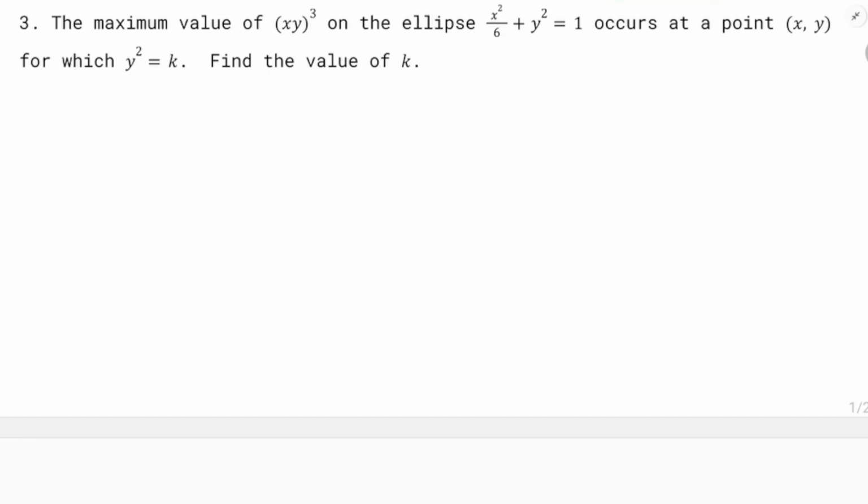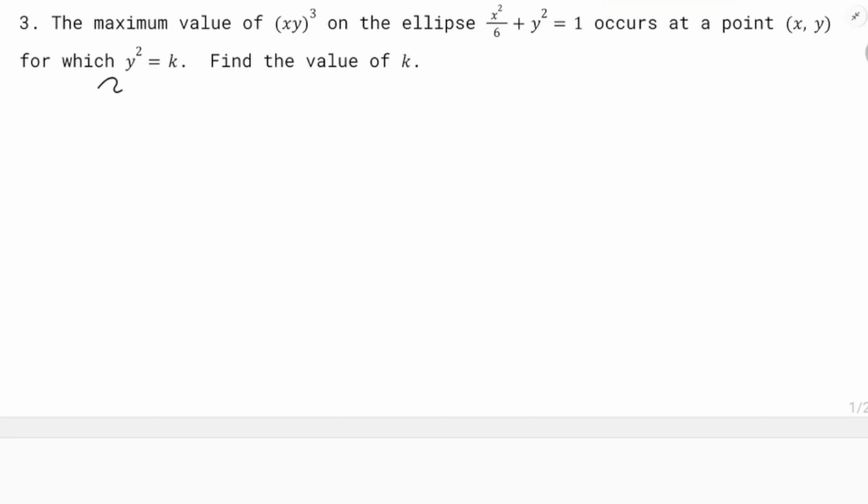Okay, now the last one: the maximum value of xy cubed on the ellipse x squared over 6 plus y squared equals 1 occurs at a point x, y, where y squared equals k. Find the value of k. Before we even get into this, we're just going to do the Lagrange multiplier method because it's constrained optimization. And this y squared is just going to fall out. We'll get to a point where it's obvious what y squared is, and we won't have to go all the way to the maximum actual value of xy quantity cubed on the ellipse.